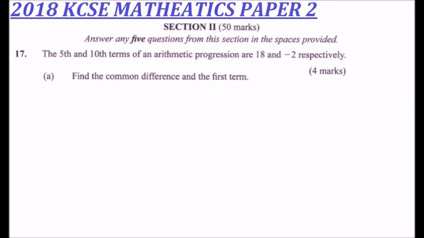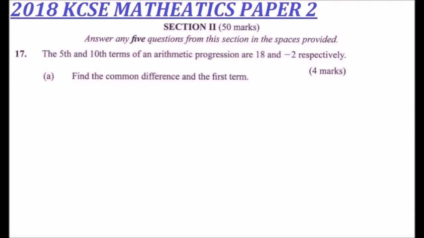So this is section 2, where you are supposed to earn yourself 50 marks. Out of the 7 questions you have been given, you are required to answer 5. But of course here we are going to answer all of them so that you understand how you go about it. So question number 17 is on sequence and series.